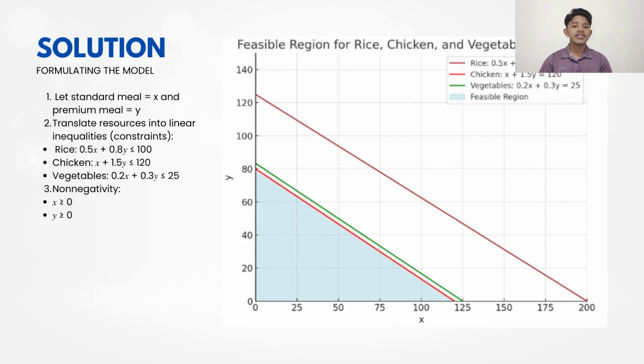These inequalities will help us understand how many standard meals and premium meals can be produced without exceeding the available daily resources. When we plot these inequalities on a graph, the overlapping shaded area shows the feasible region, which is the set of all production combinations that meet every resource constraint. This is the area where our real-world solution must exist.